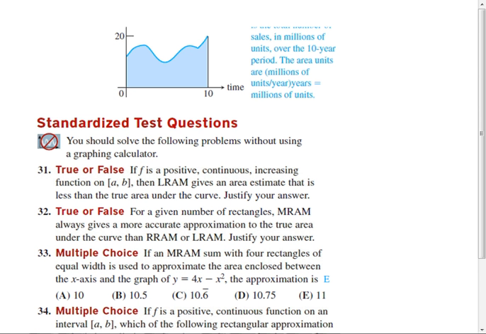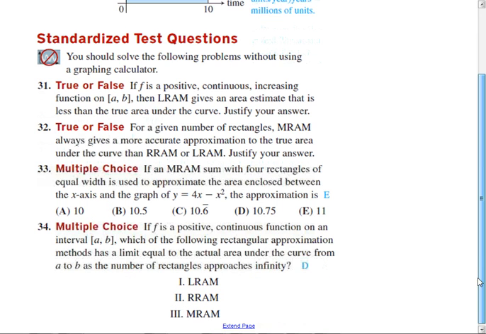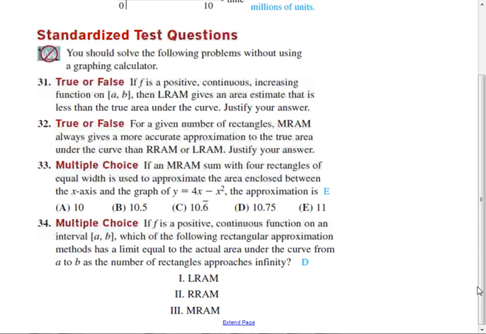Also, when you do these, please do the standardized test questions, because those are the ones that are going to help prepare you for the exam. This one is, I want the area enclosed between that graph. Well, you should have an idea that it looks like this. Now, this would be in the graphing calculator section of the exam, so you could graph it. And I want to divide that into 4 rectangles.